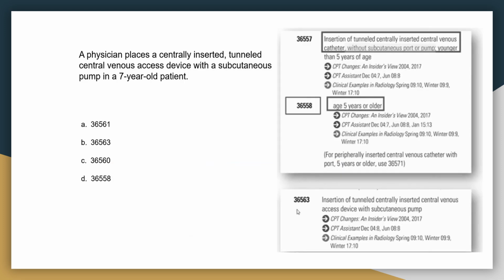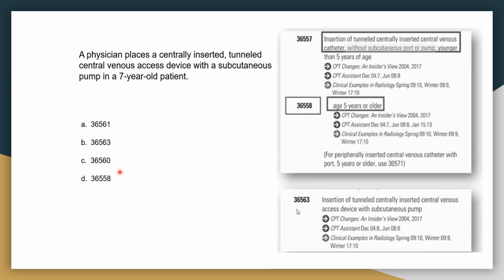Physician placed a centrally inserted tunneled central venous access device with subcutaneous pump in a 7-year-old patient, and we have the options. So let us rule out the wrong options. The first is 36561. Then 36563, it is the code for insertion of a tunneled centrally inserted central venous access device with a subcutaneous port, and we need to check the age of the patient.